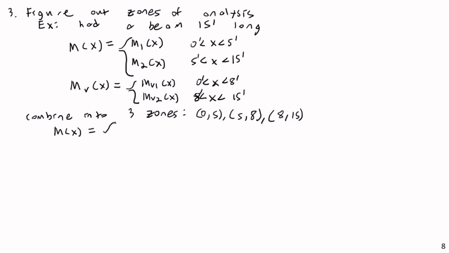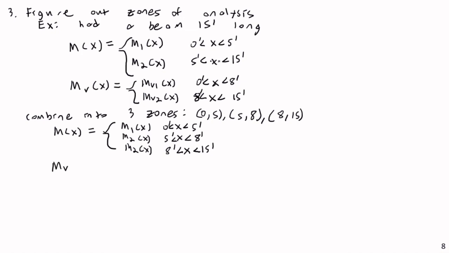M is a function of x. Well, thankfully, I wouldn't even have to rewrite the functions in certain cases. I would just say that we'd have M1 of x when x was between 0 feet and 5 feet, M2 of x when x was between 5 feet and 8 feet, and we just reuse that M2 of x in the region from 8 feet to 15 feet. So really this is the same as this here.